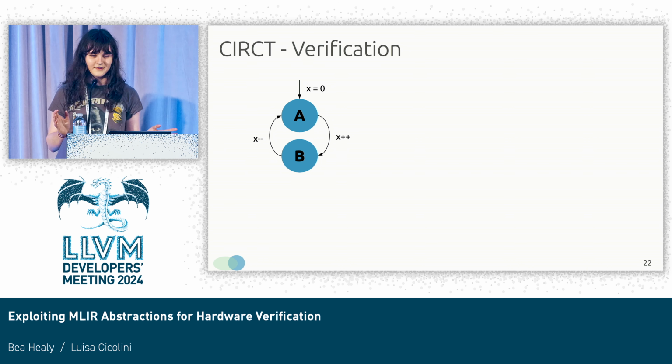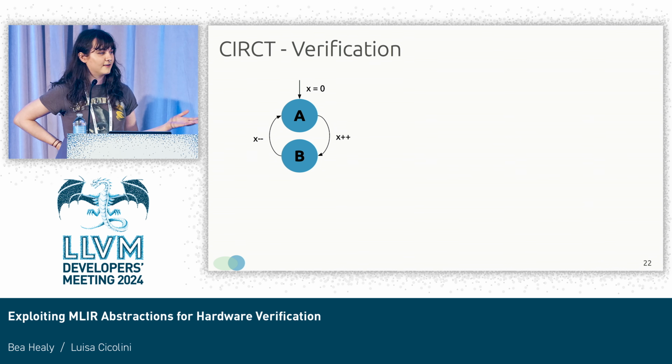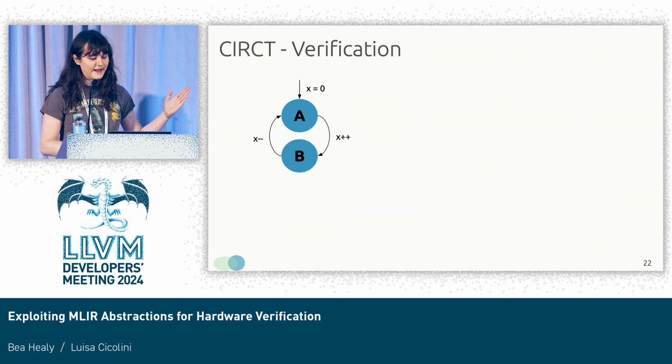So this is kind of a hand-wavy intuitive example. But if we look at this FSM, x starts at 0. As we go from state A to B, we increment x. We go from state B to A, we decrement it. And we can see that x is toggling between 0 and 1 there. It's never going to be more than 1.